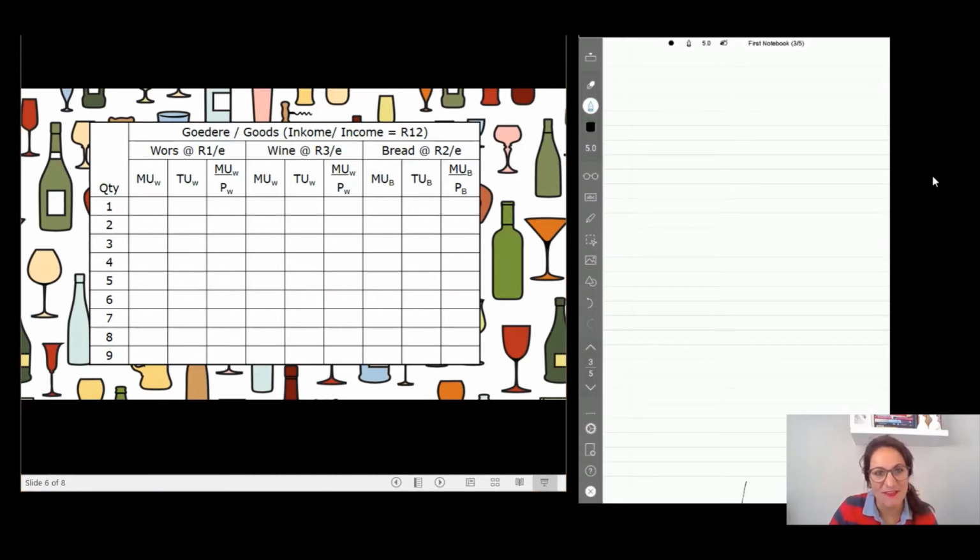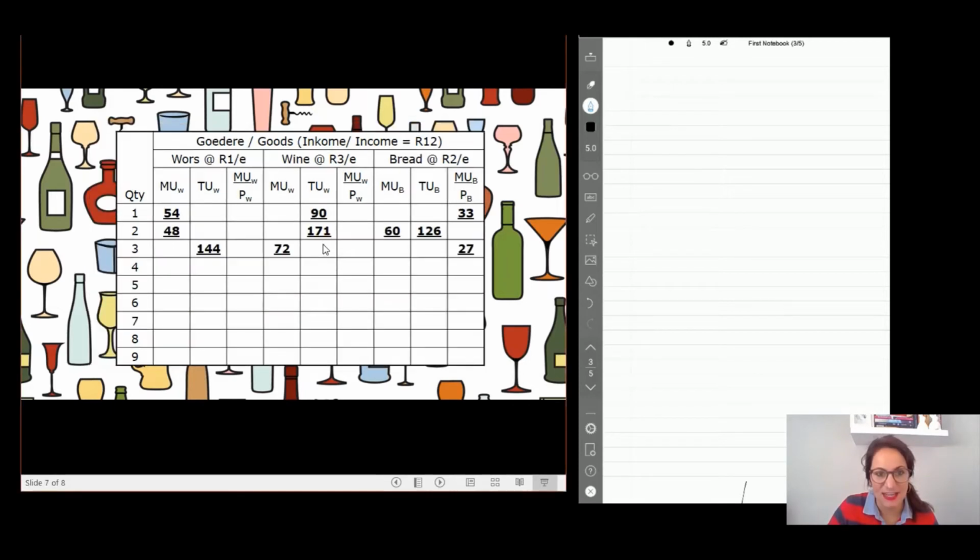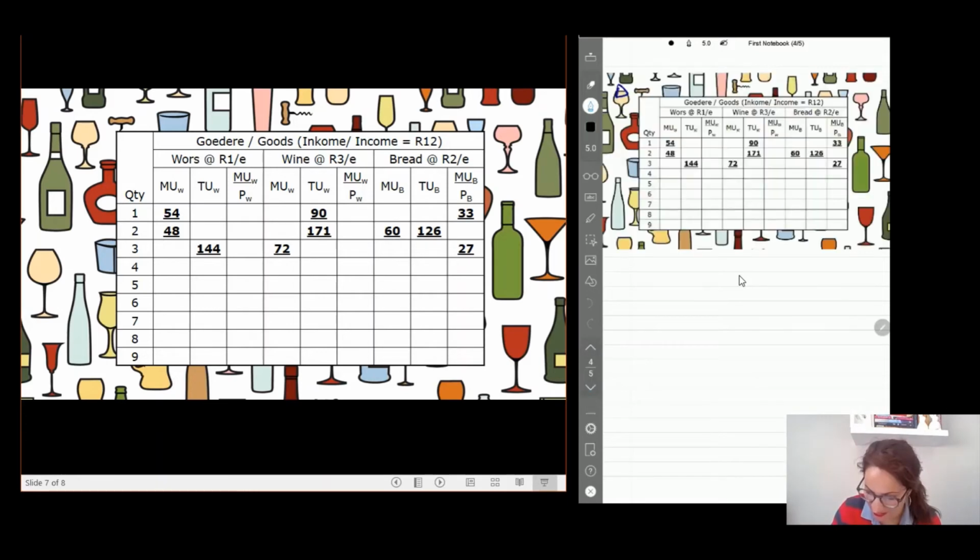So here we have then the table that we can complete. I'm going to go very slowly through this with you in order to show you how to calculate the tables. So here's the table. Let's start with the first one, the one for sausage. As I said, the total utility and marginal utility for the first unit will always be the same.